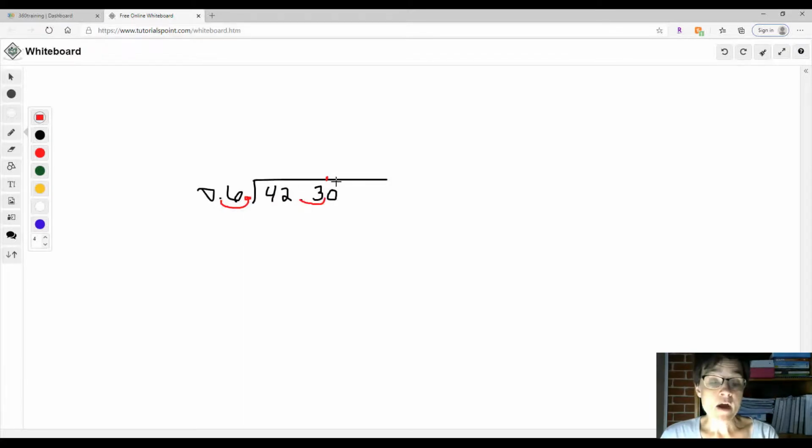So now it's 423 divided by 6. And now you just divide like normal. But that's how you do it. Move it out here and then move it the same in here. Bring it up and then you just divide like there's not even a decimal. Just divide like normal. Okay?